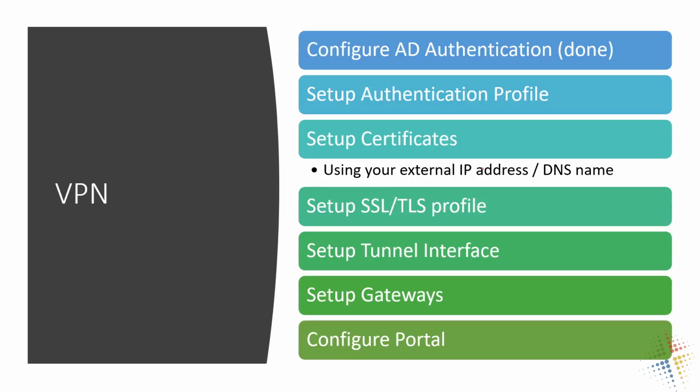So the process is, like I said, a little bit complicated. However, if we follow the steps, it can work. Step number one is go ahead and configure Active Directory authentication. If you've watched my prior videos, we've already done that, so we can build on top of that. The next step is to set up what's called an authentication profile. And to do that, let's go ahead and jump in to our Palo Alto and set that up.